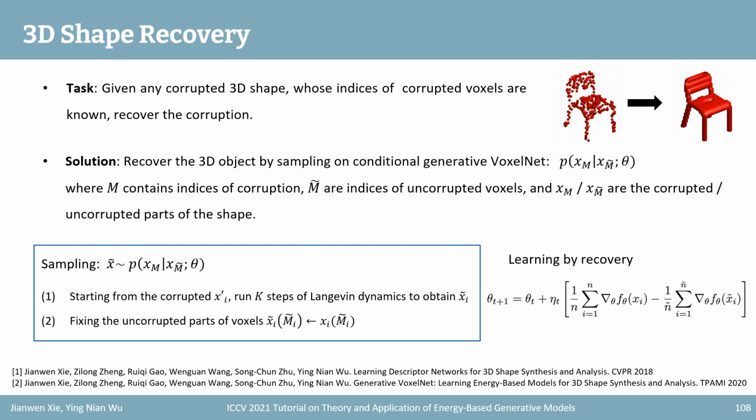The model is trained by analysis by synthesis scheme, where the sampling from the conditional distribution is achieved by starting from the corrupted example and then running a few steps of Langevin dynamics to obtain a synthesized example. We fix those visible parts and only update the corrupted regions. The recovered examples are used to compute the gradient of the log likelihood to update the model parameters.